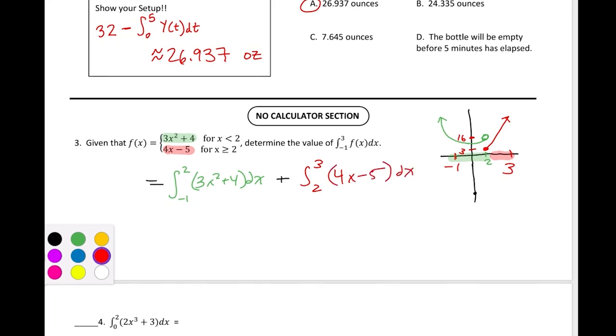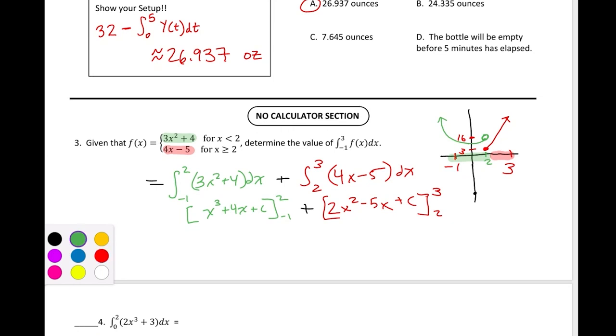So we're going to need to find the antiderivatives of each of these expressions. With that first one, we get x cubed. 3 divided by 3 is 1. So we just get x cubed plus 4x plus c from -1 to 2. And for the linear piece, we get, let's see, x squared, 4 divided by 2 is 2, so 2x squared minus 5x from 2 to 3.